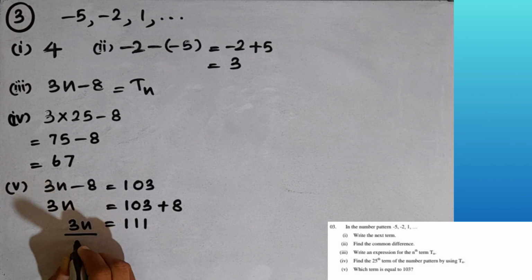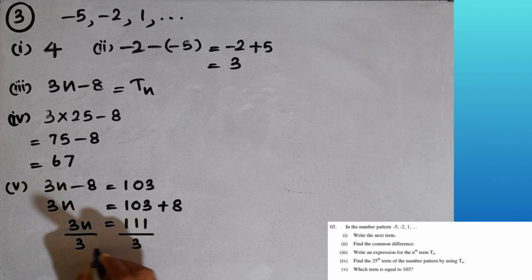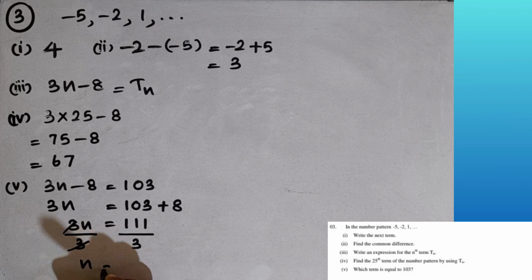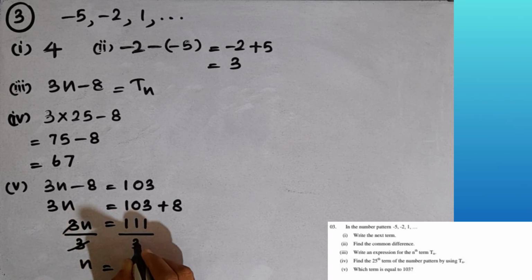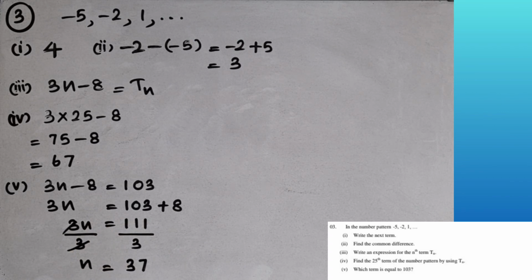To find n, we have to divide both sides by 3. n equals 111 divided by 3, which is 37. So the 37th term is equal to 103 here.